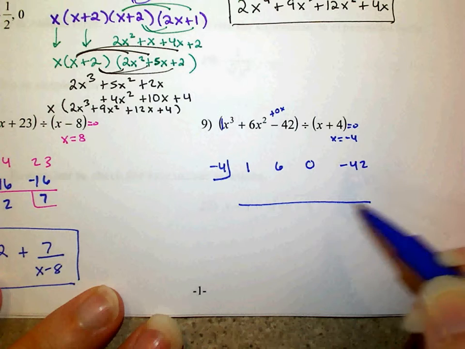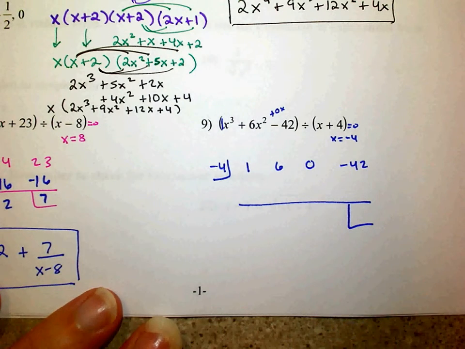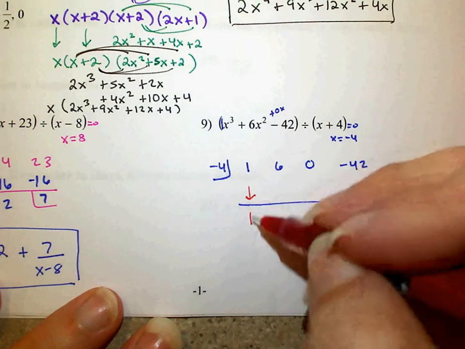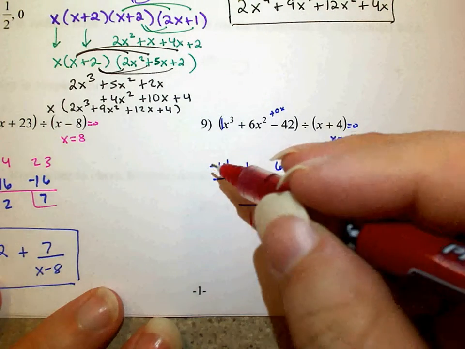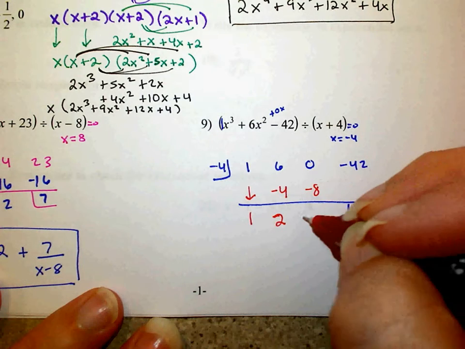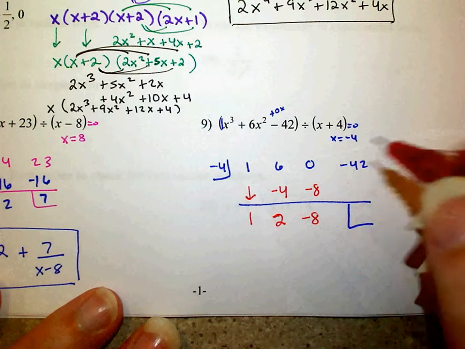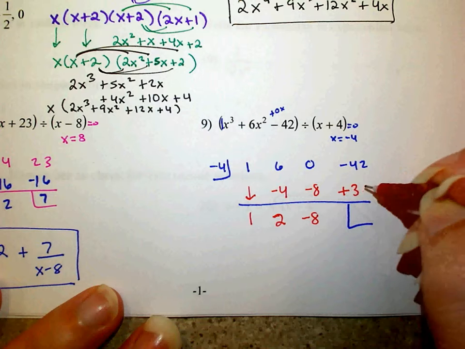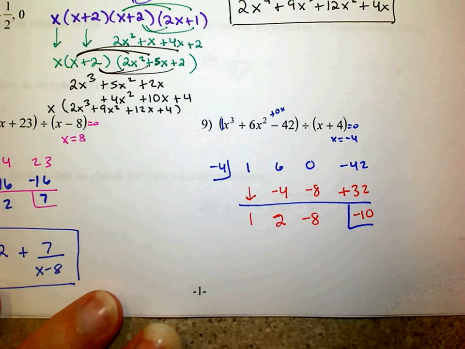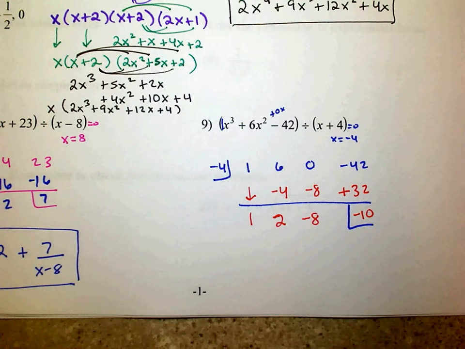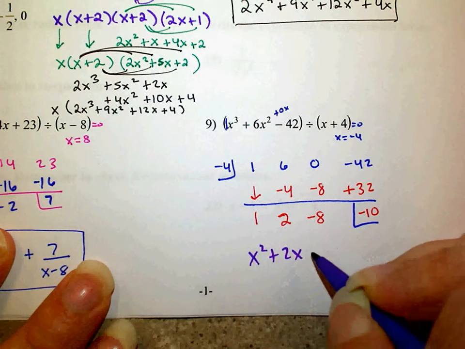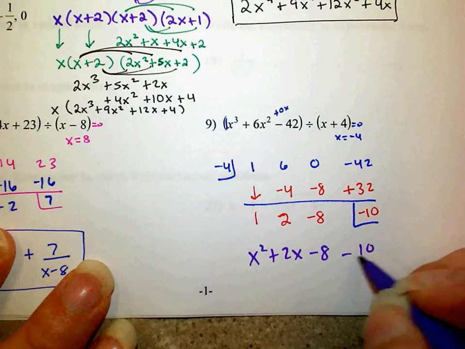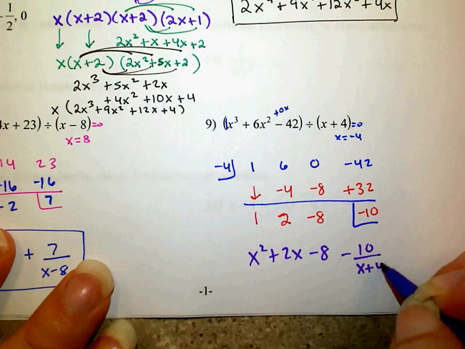Okay. Bring down the 1. Negative 4 times 1 is negative 4. That's a positive 2. Negative 4 times 2 is negative 8. That's a negative 8 as well. Negative 4 times negative 8 is a positive 32. And I'm left with a negative 10. Okay? So final answer, I started with a power of 3, then I end up with a power of 2. X squared plus 2x minus 8, minus 10 divided by what I divided by, x plus 4. And that is your final answer.